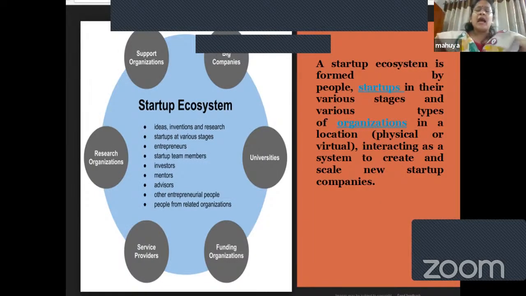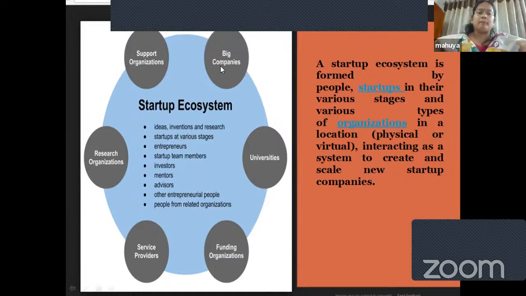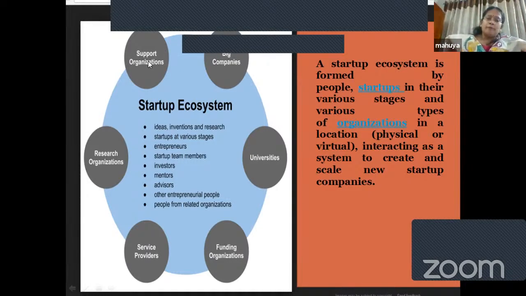Why? Because all of us are in this system. We are in universities, in research organizations, or service providers, or funding organizations, or big companies, or support organizations. So we are all in this loop. What to do? We have to create ideas, inventions and research, and grow the startup at various stages, and promote entrepreneurs, startup team members, investors, mentors, advisors, and with all this capacity, we have to help the startup promote their idea.